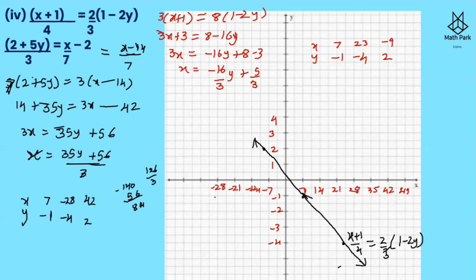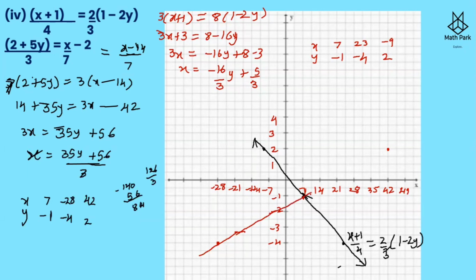So we have 7, minus 1. This is the common point, so that is going to be definitely the solution. 7, minus 1. And then next is minus 28, minus 4. The next is 42, 2. So 42 on x-axis, 2 on y. Let us draw this line. So our second line is going to be ready now.